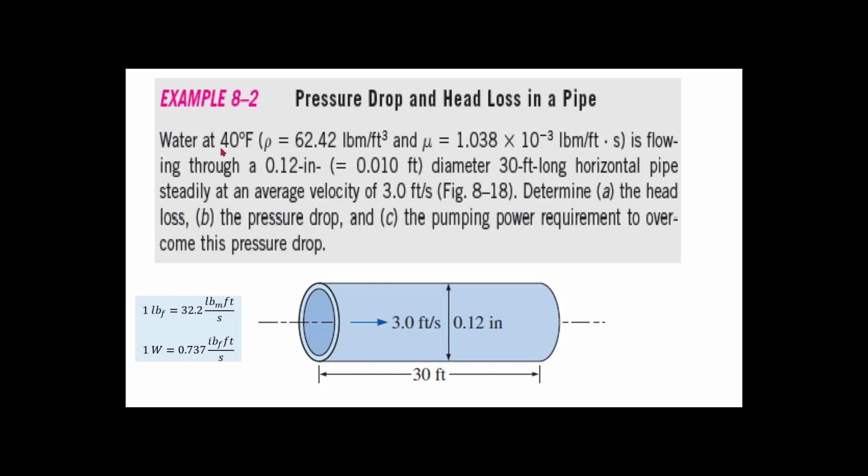In this question, water at 40 degrees Fahrenheit, and please be careful, the units here are not SI units, so who knows, maybe I will bring questions like this. Okay, so this is very good practice. So water at 40 degrees Fahrenheit, and here are the properties for water: density and viscosity. Okay, those are the properties. It is flowing through 0.12 inch. This is the diameter, and here is the conversion.